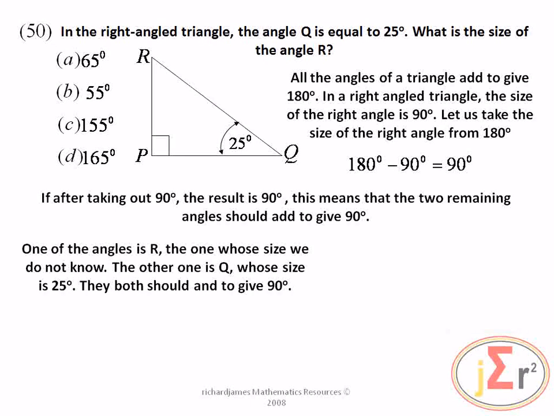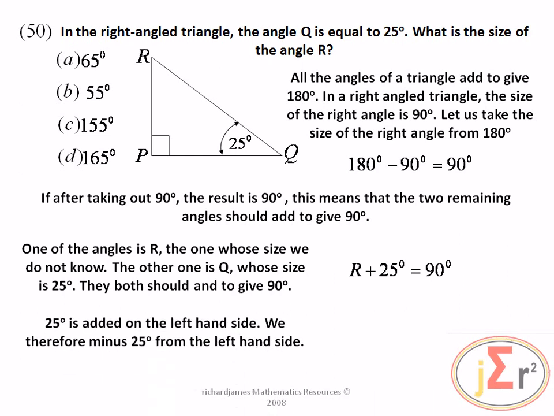So one of the angles is R, the one whose size we do not know. The other one is Q, whose size is 25 degrees. R plus 25 degrees is equal to 90 degrees, because we are just solving a simple equation where R plus 25 degrees is equal to 90 degrees.